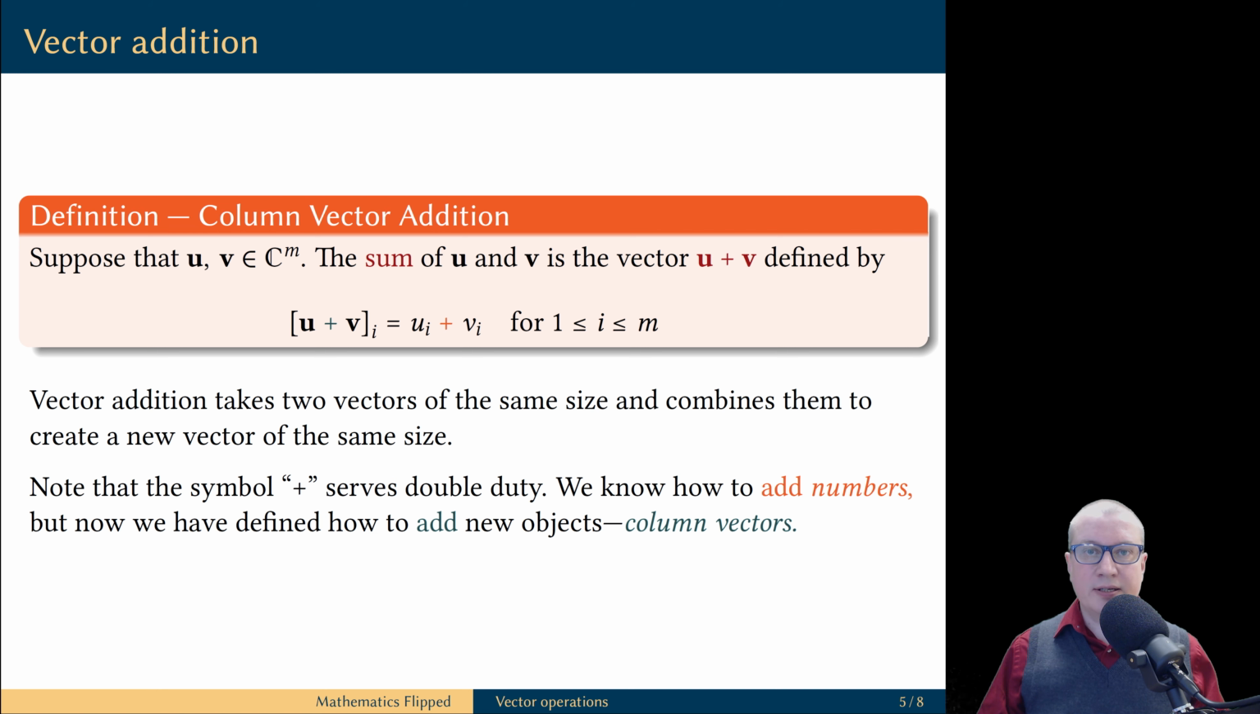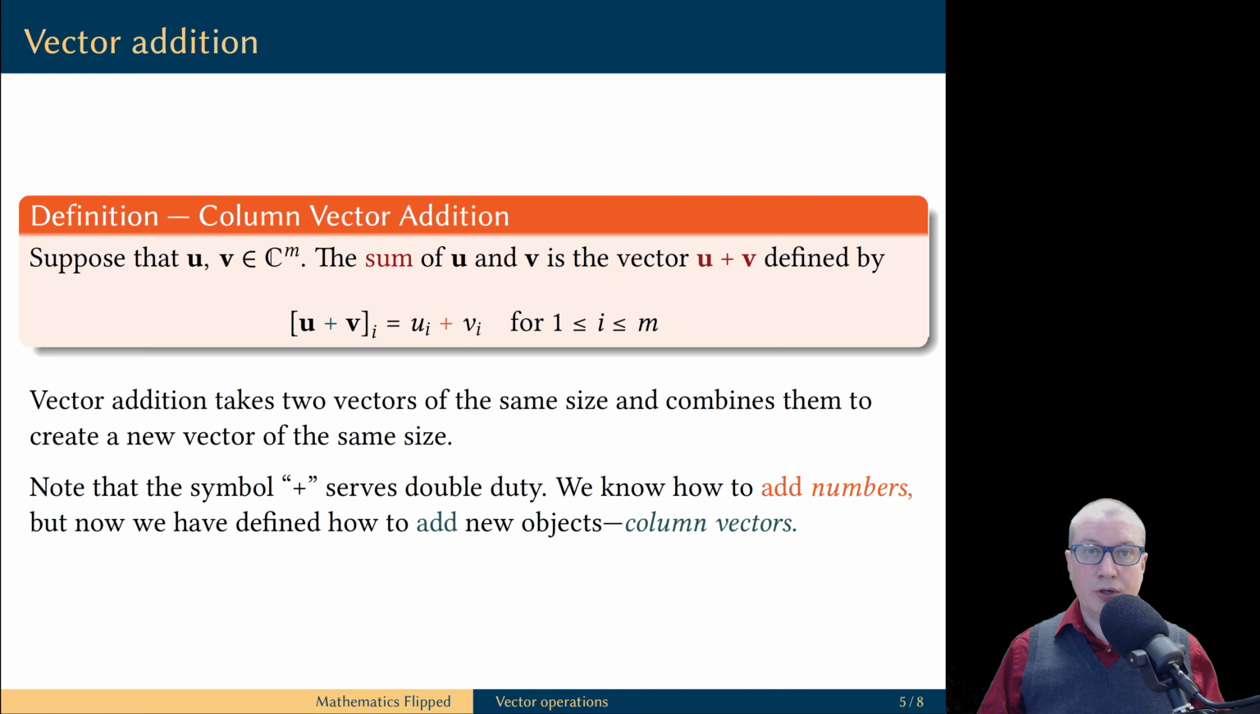I must confess that mathematicians are not rich. It's difficult for us to get funding for our research, and therefore we cannot afford to buy too many new symbols. Because of this, we often have to reuse the symbols we already have, and this is exactly what's happening in this definition. The plus symbol serves double duty.